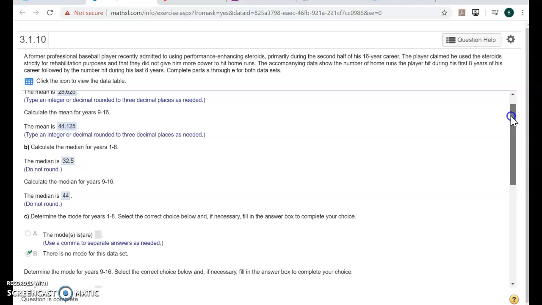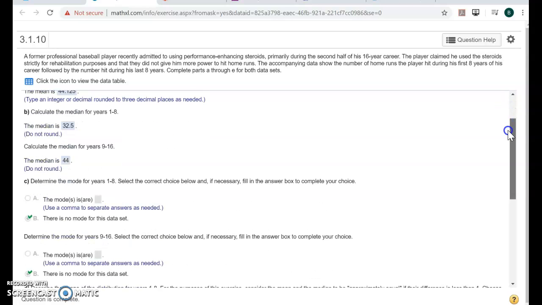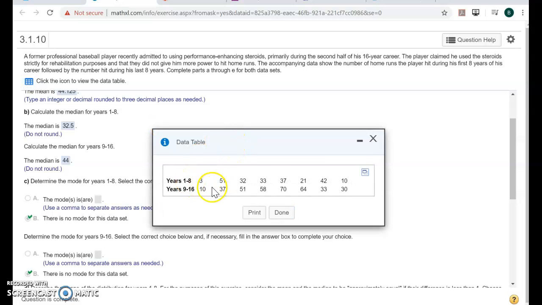And you have to really read what it's asking you to do. And you're working with 2 data sets here, so be careful and make sure you calculate it on the right data set for the question.